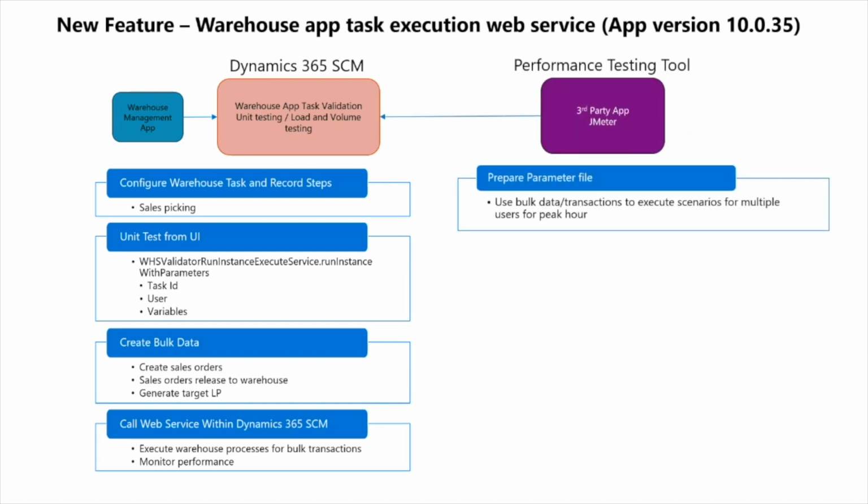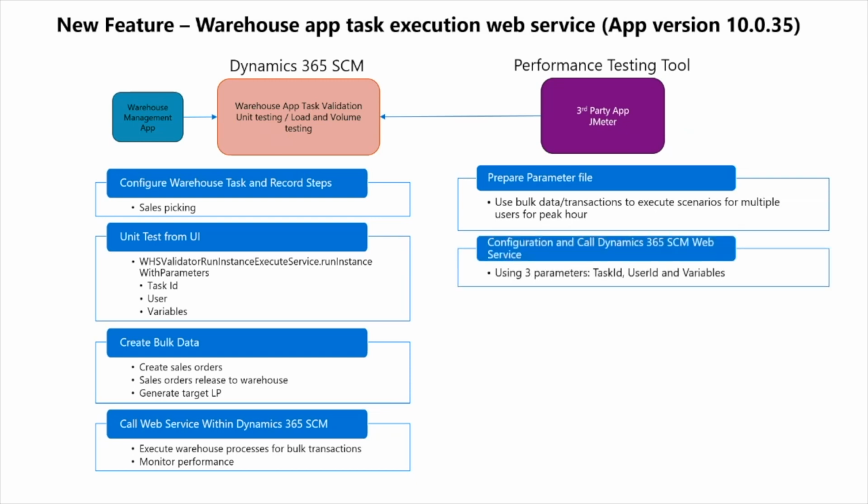Now you can move on to the next step of performance testing using any third-party application. You can export the bulk data created in Dynamics 365 into Excel or CSV, or maybe store it in a third-party application database. Then you can use this data to do the performance testing, where you are testing a day-in-the-life scenario or peak hour warehouse process scenarios.